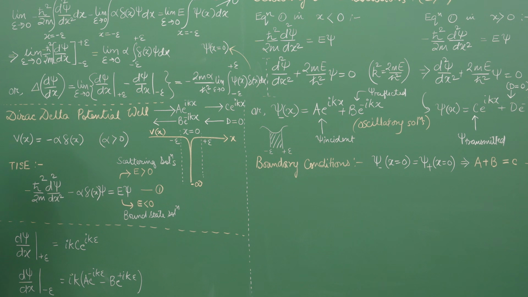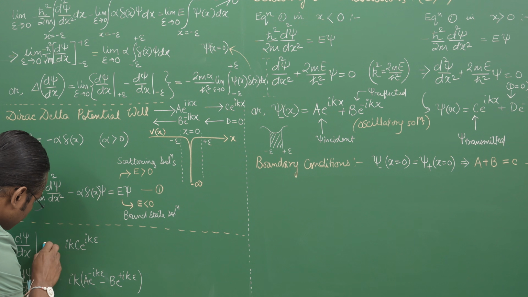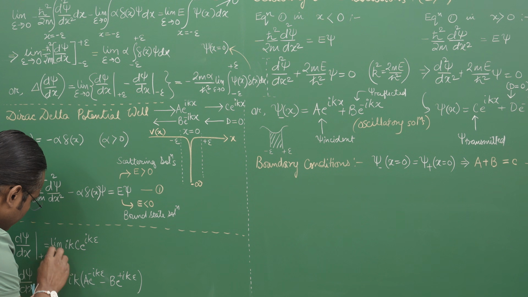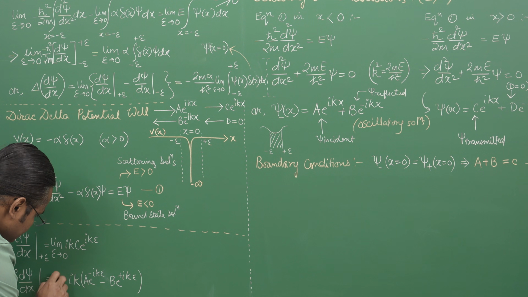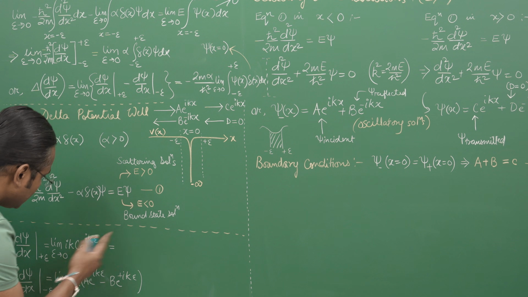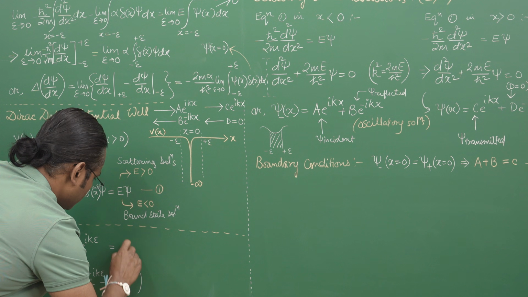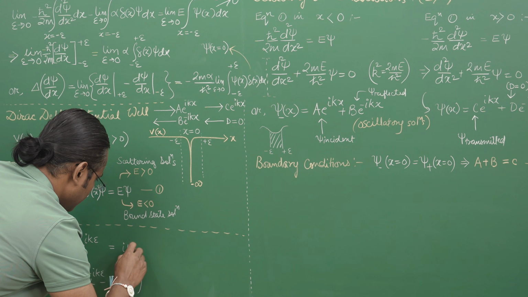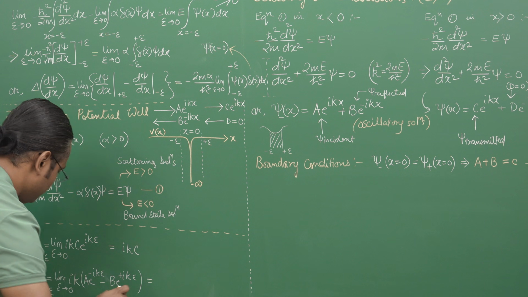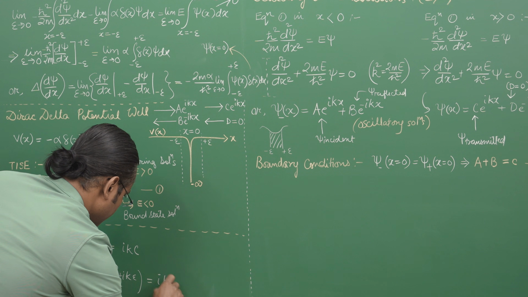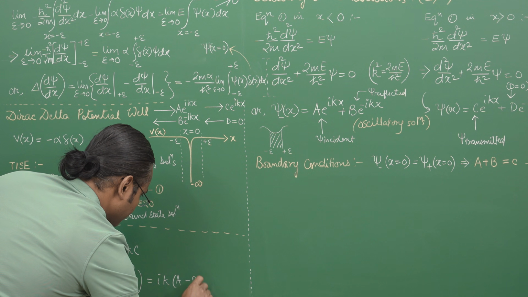But of course, this is under the limit. So if I apply the limit in both these scenarios, this is equal to limit epsilon tending to 0, and this is equal to limit epsilon tending to 0. So this essentially ends up becoming, because epsilon is 0, iota k c, and this is equal to iota k a minus b.